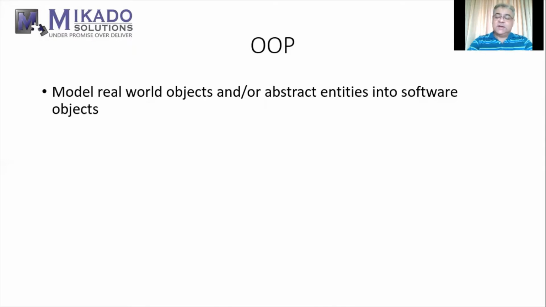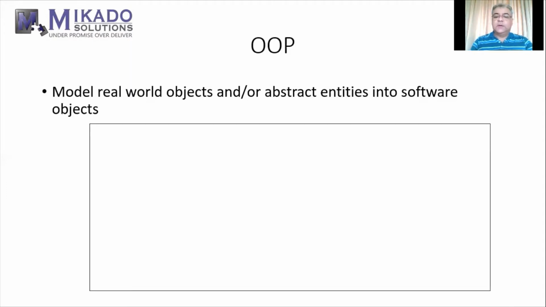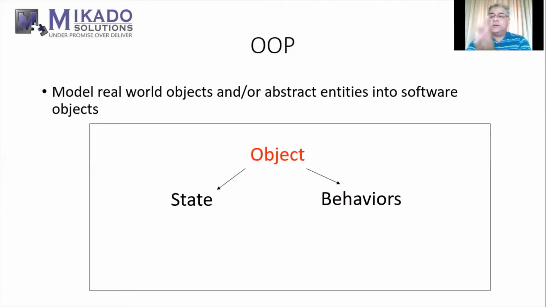So let's try to understand. Let's try to answer these questions. What is there in a real world object that we are supposed to model in a software object, and how to model it? So see here, any real world object has two characteristics: state and behaviors. And these are the two characteristics which we are supposed to model in a software object. So whenever you decide to model a real world object into a software object, you try to figure out what makes up its state, what are its behaviors, because these are the two characteristics which you are supposed to model in a software object.